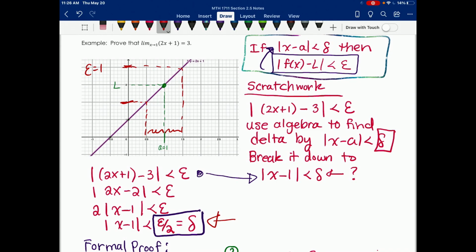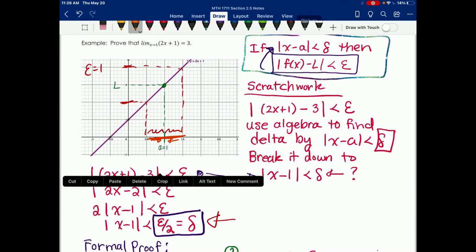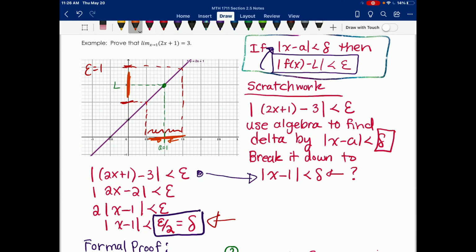So if I pick any point as I'm approaching, let me use a different color here now, if I'm approaching this way or this way, any value in this interval will fall in this interval here on the y-axis. And I can keep closing in and making that interval smaller and smaller until it gets so close we can say that the limit is 3.